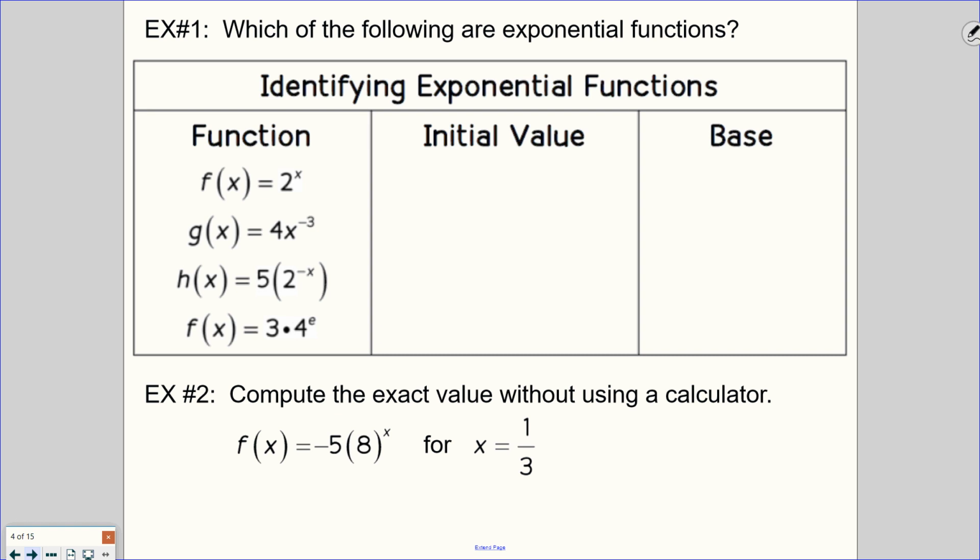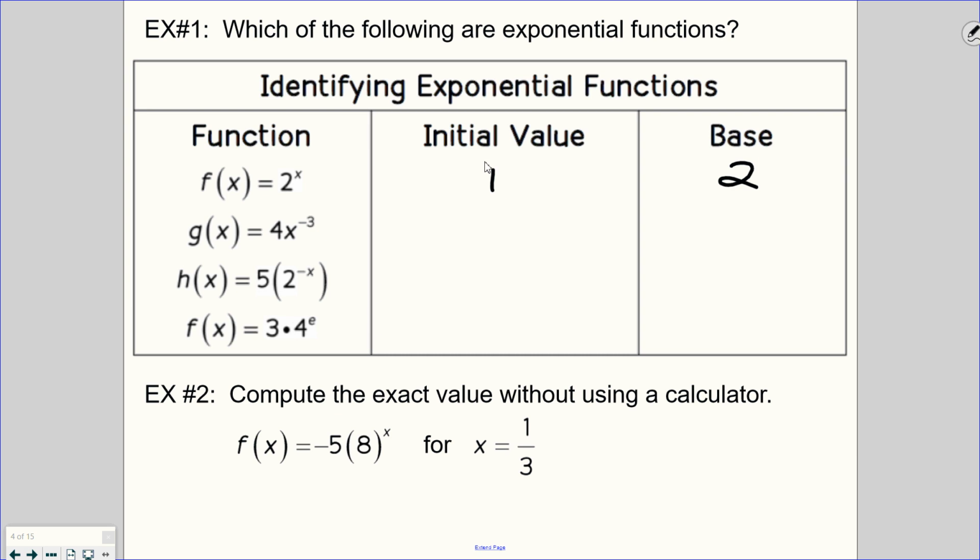So the first one, f of x, is 2 to the x. That's definitely an exponential. And the initial value, which is the a, is 1 here because you don't write times 1. So it's a 1 in front, and the base is 2, the base being what you're raising to the power.